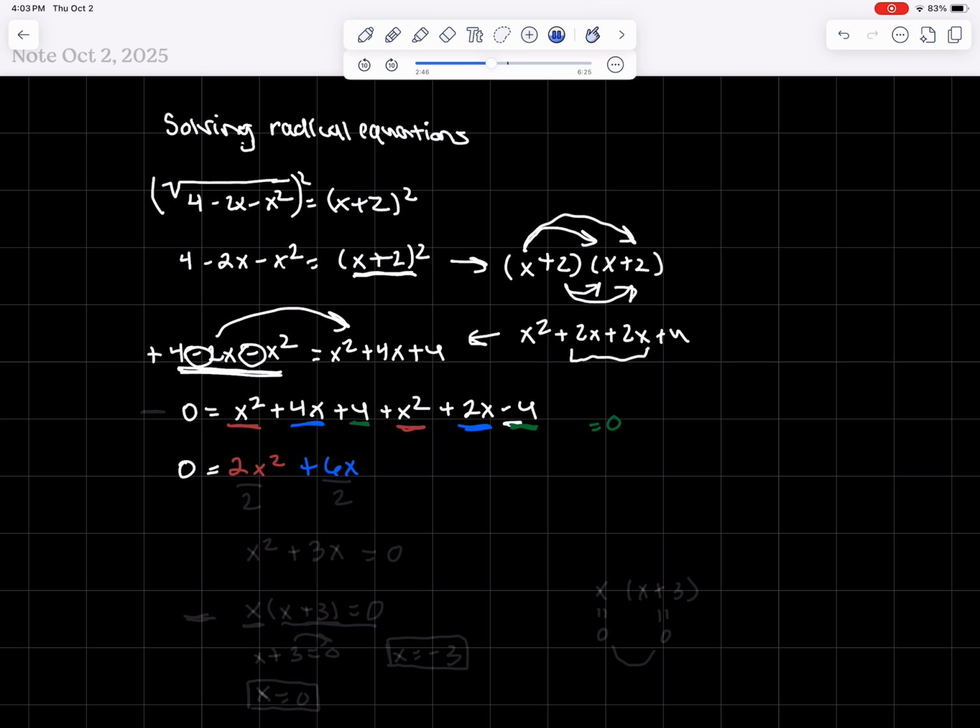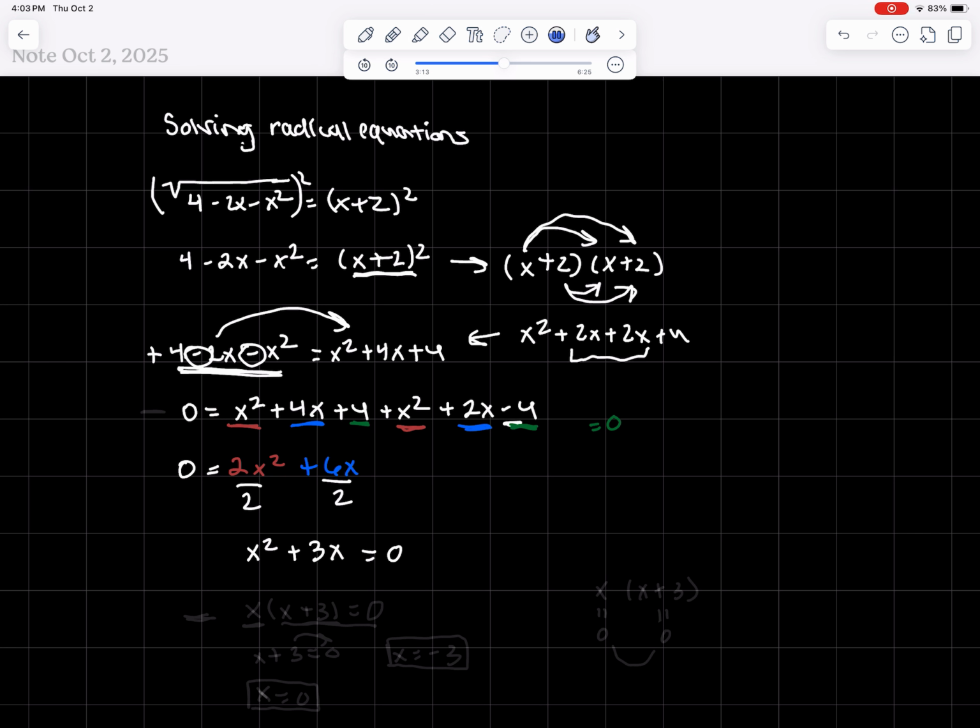And now we simplify. I can already tell that 6 and 2 are divisible by 2, so I'm going to divide everything by 2 to get rid of that 2 in front. And I get x squared plus 3x. I'm just going to move the 0 to the other side. It's still the same idea, we're just flipping it over to the other side. And then now we can simplify.